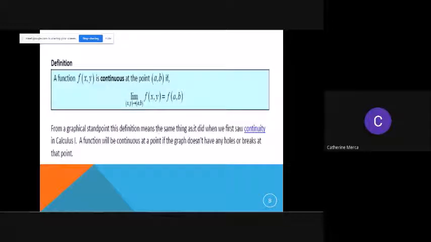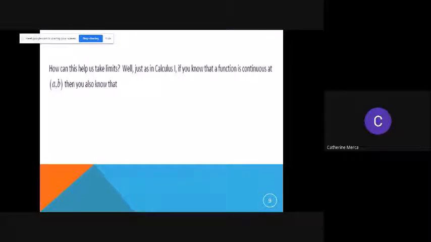It means the same thing as it did when we first saw continuity in calculus 1. A function will be continuous at a point if the graph doesn't have any holes or breaks at that point. So that's one way of taking a look at it from the graphical point of view. What else do we know from calculus 1, from the previous calculus that we learned?